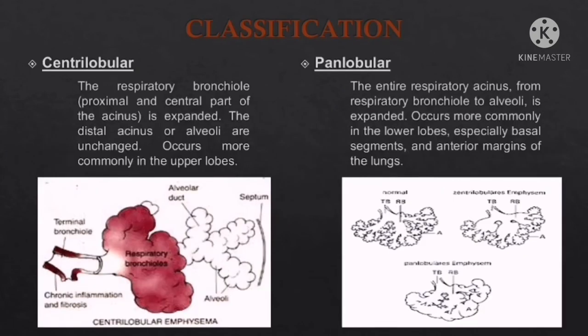Now, for the classification, first is the centrilobular, in which the respiratory bronchiole is expanded, and the distal acini or the alveoli are unchanged, and it occurs more commonly in the upper lobe. And the panlobular destroys the entire alveolus uniformly, and it occurs more in the lower lobe and is generally observed in patients with homozygous alpha 1 antitrypsin deficiency.